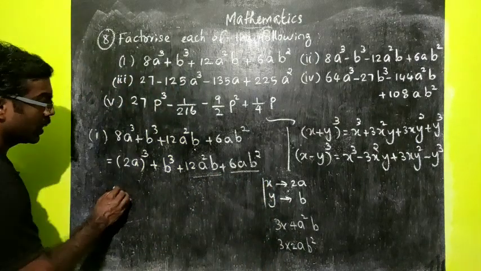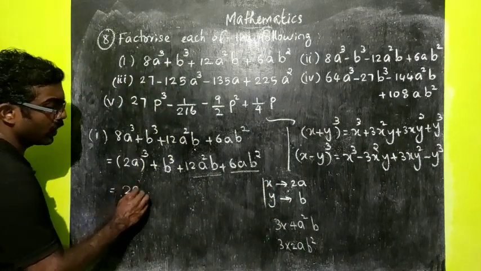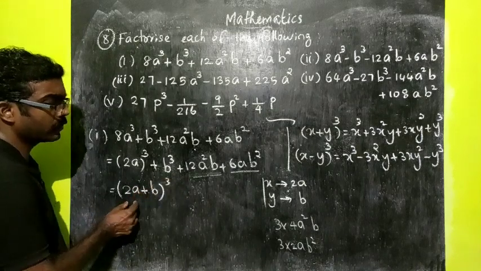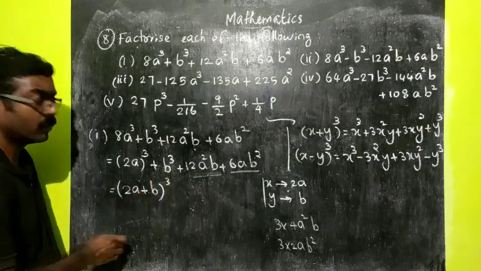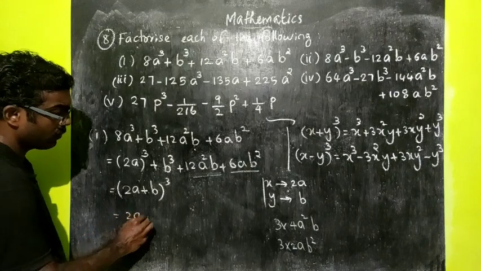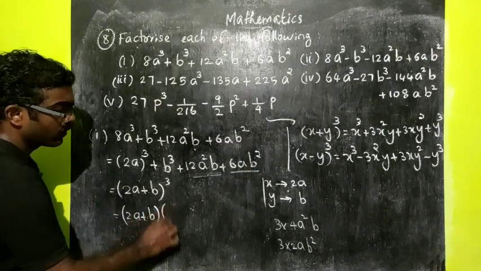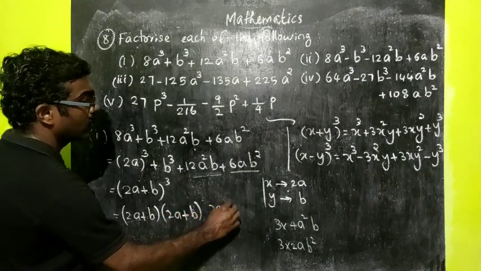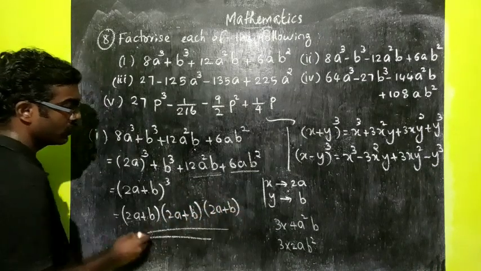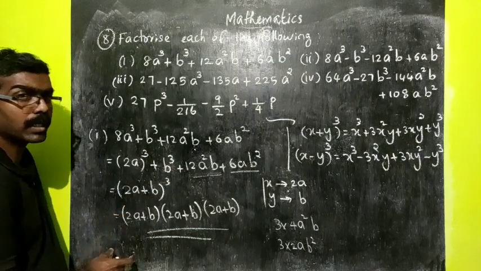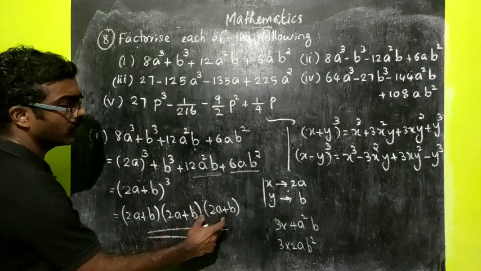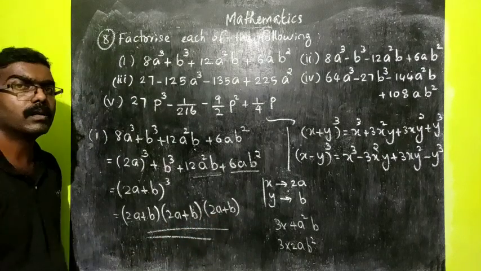So we can write it as (2a + b) the whole cube, that is (x + y) the whole cube. So (2a + b) the whole cube can be written as (2a + b) three times: (2a + b) into (2a + b) into (2a + b). Clear?